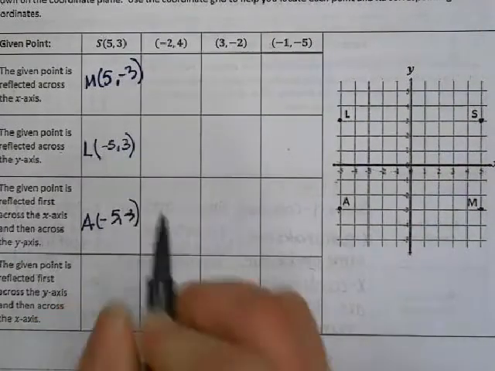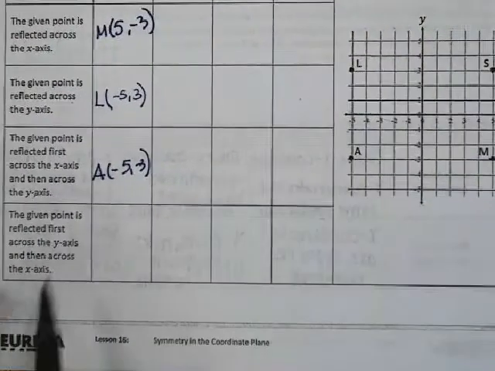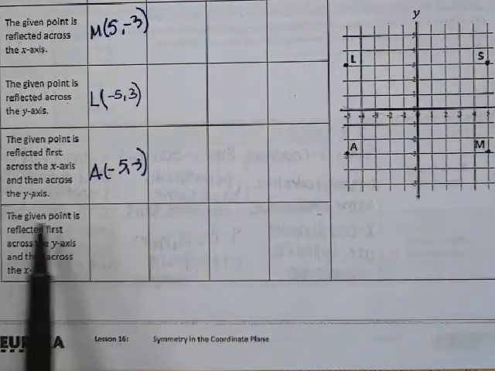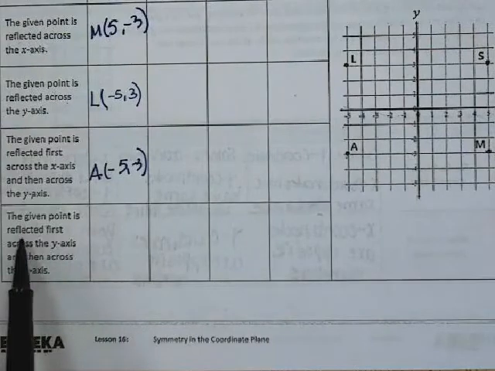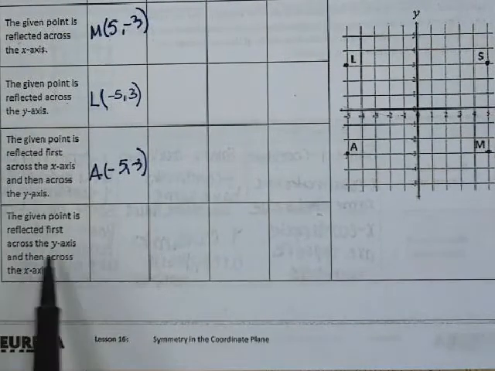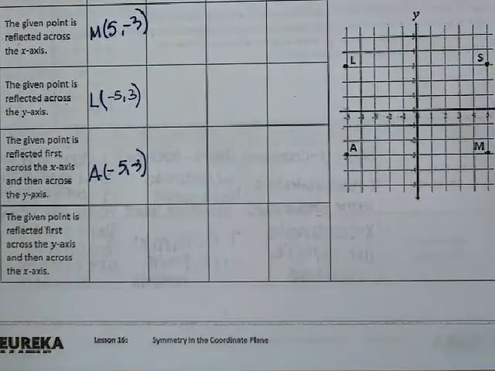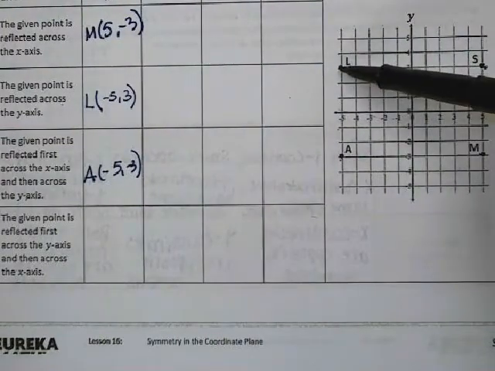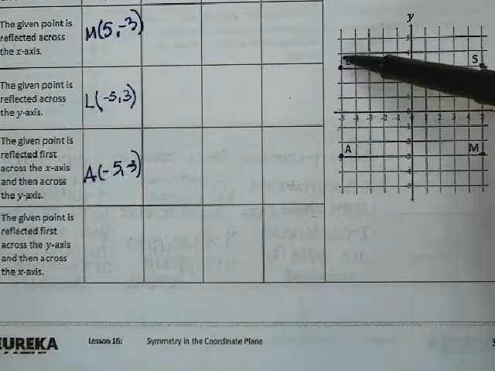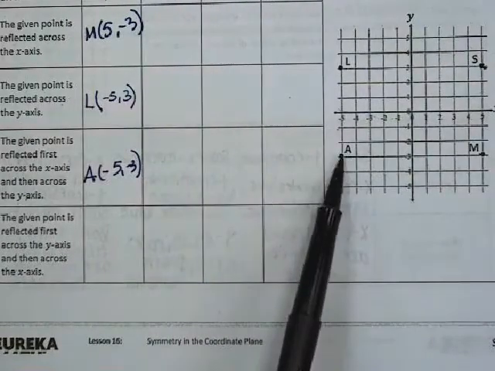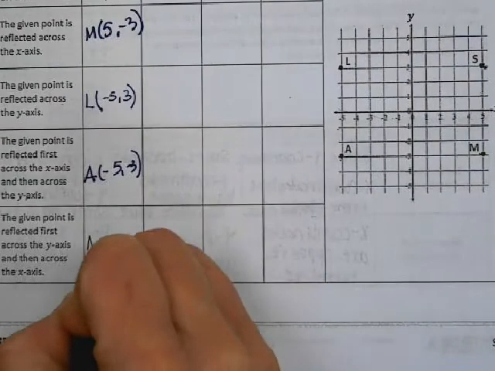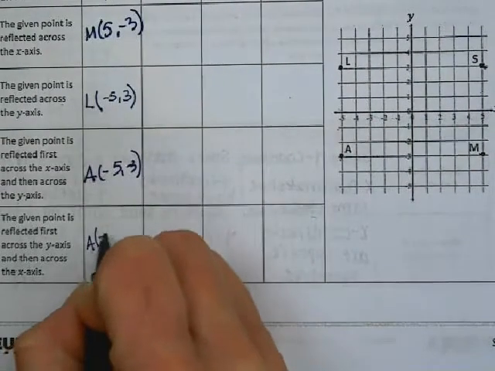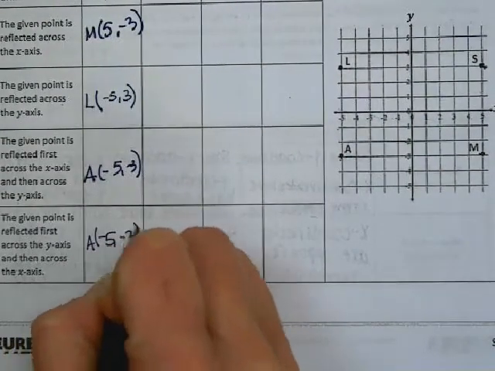negative 3. And the last box says the given point, so the point that you're looking for, is reflected first across the y-axis and then across the x-axis. So the given point is this S, and it says it's reflected first across the y-axis, so that would be here, and then across the x-axis, so that would be down here. So again, that's going to be point A, just showing you that it can be reflected two different ways, negative 5, negative 3.